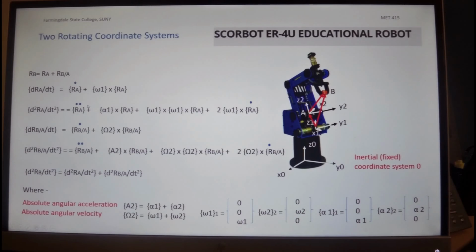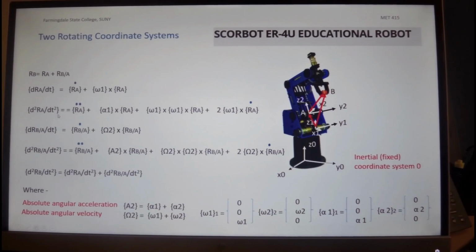And again, because point A is stationary in coordinate system 1, this term and this term will drop out, and all we have is the tangential and the centrifugal for point A as a result of its axis rotation with respect to coordinate system 0.